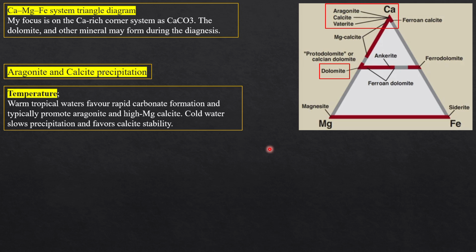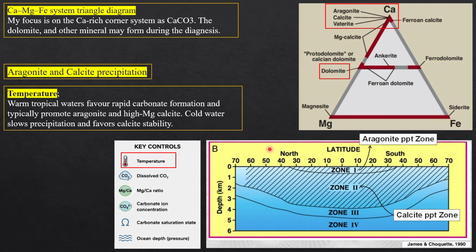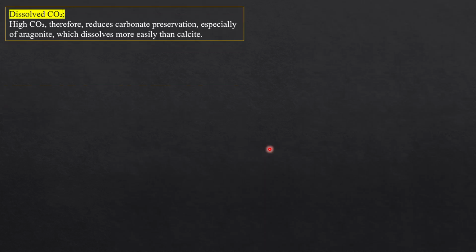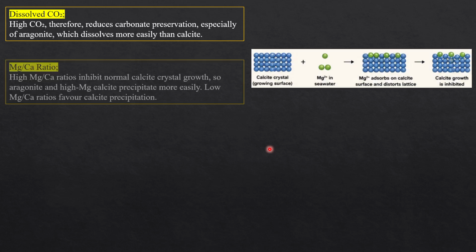Calcite and aragonite precipitation depends on various factors. For example, temperature: if there is high temperature on the equatorial side, most of the precipitation will be aragonite, but toward the poles the calcite precipitation will be more. It also depends upon the dissolution of carbon dioxide. High dissolution means high preservation of the carbonate or rock.